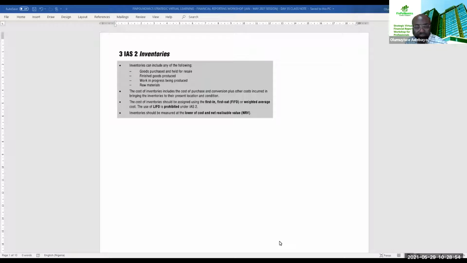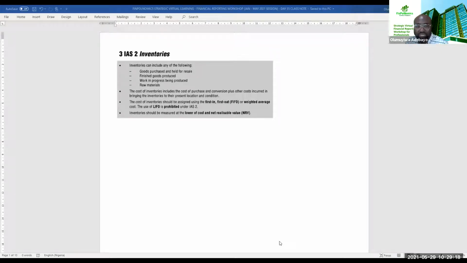Today we'll be discussing some areas of the standards that are going to guide us in the whole process of ensuring that we present financial reports that are compliant with the International Financial Reporting Standards, which will be useful for decision-making by various stakeholders and for various purposes.